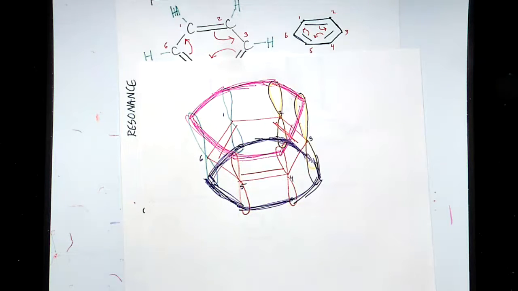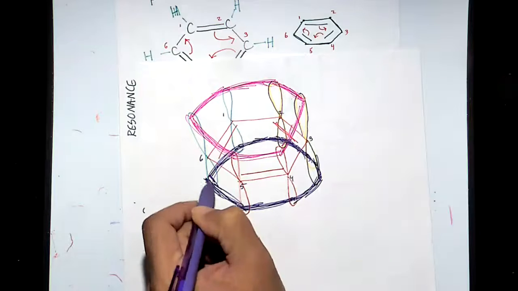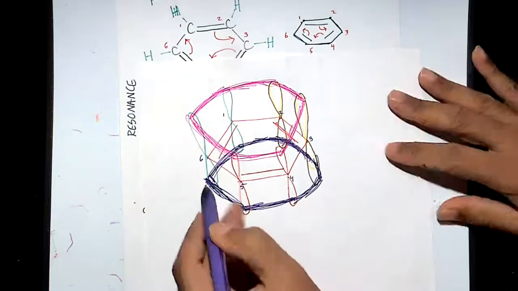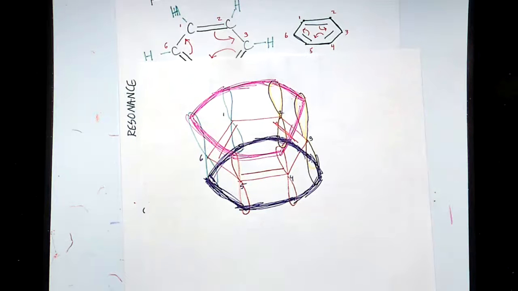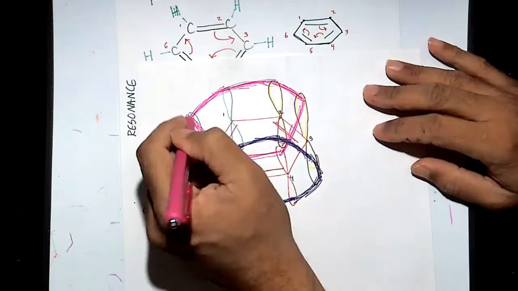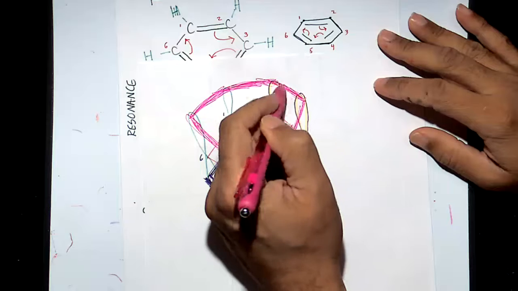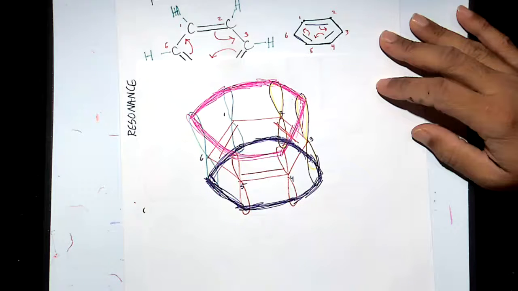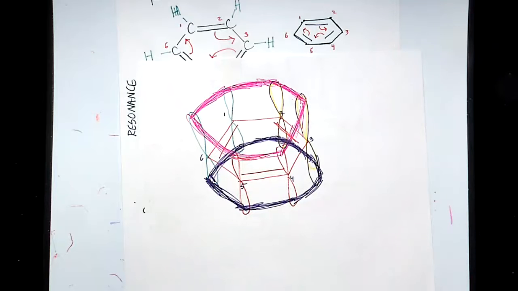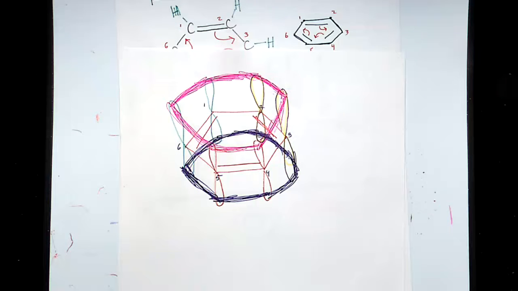Some people are just good at seeing things in three dimensions. Others, maybe not. I'm probably not. But the lower lobes of the p orbitals are overlapping nicely with one another. I'm trying to show that in purple. And the upper lobes of the p orbitals are overlapping nicely with one another. To form a bond, we need an overlap, and I'm trying to depict that in pink. Could be better, but you have an overlap above and an overlap below.